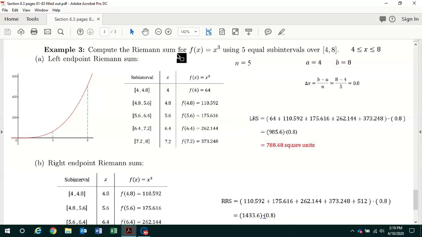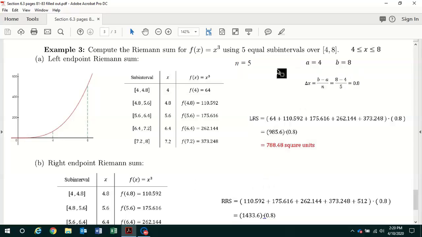We're going to compute the Riemann sum for f of x equals x cubed using 5 equal subintervals over the interval from 4 to 8. So x goes from 4 to 8 in this case. So here's the graph of f of x equals x cubed, and we're going to estimate the area under the curve and above the x-axis from x equals 4 to 8. And so I got vertical lines here at x equals 4 and x equals 8. So it's this area in here that we're going to estimate.